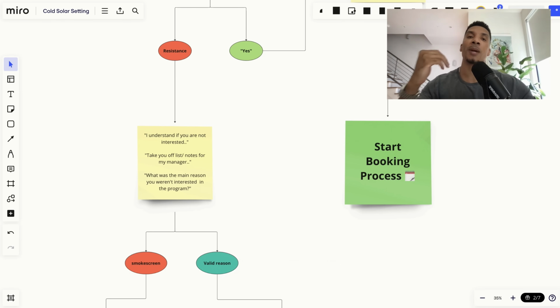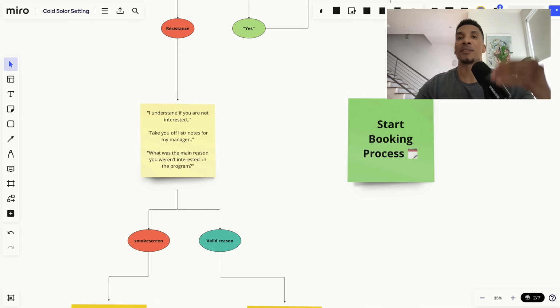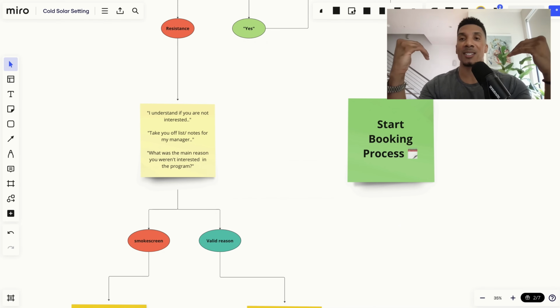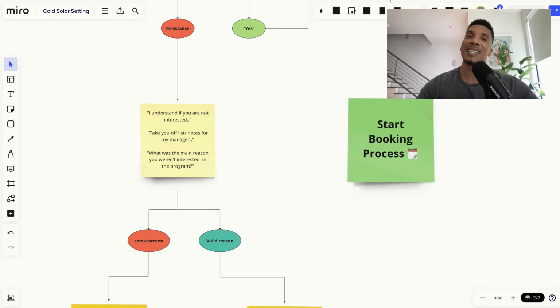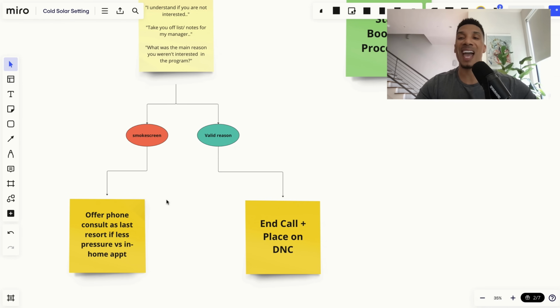You don't want to spend your time prospecting for solar, fighting everybody to listen to you, because if you have to fight for them to book, you have to fight for them to show up. And if you have to fight for them to show up, you have to fight to close them. If you fight to close them, you have to fight to keep them from canceling. So I find on the phone, we have less chance of conveying that energy and trust because they can't see us. So fighting to get your point across is not something that you should do at this point of the call, okay? So at that point, you're either going to get a smoke screen or a valid reason.